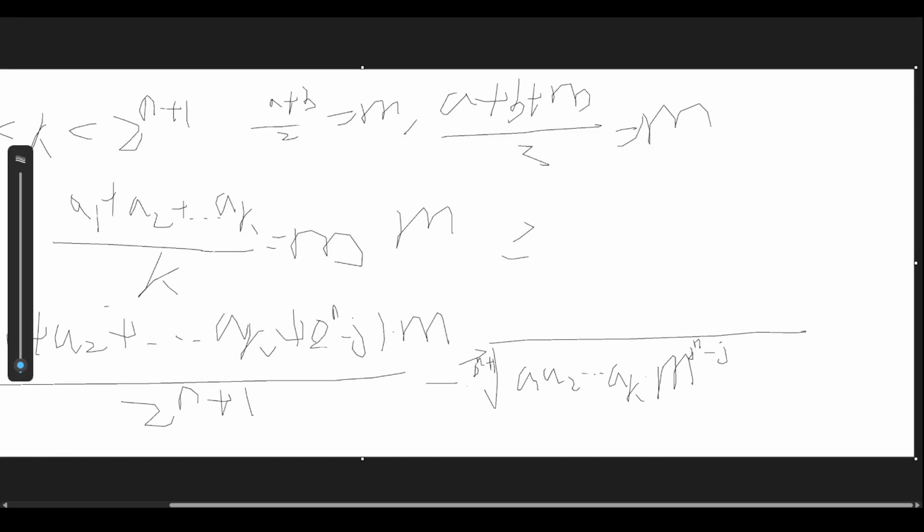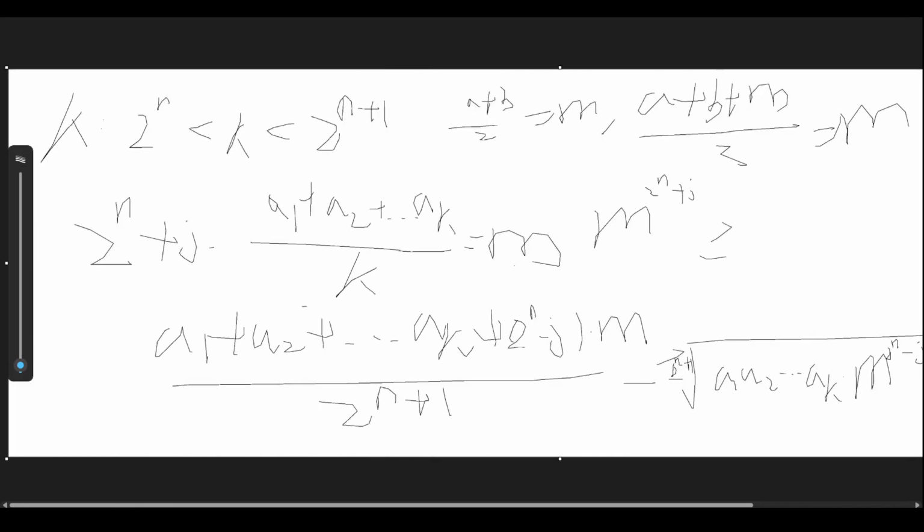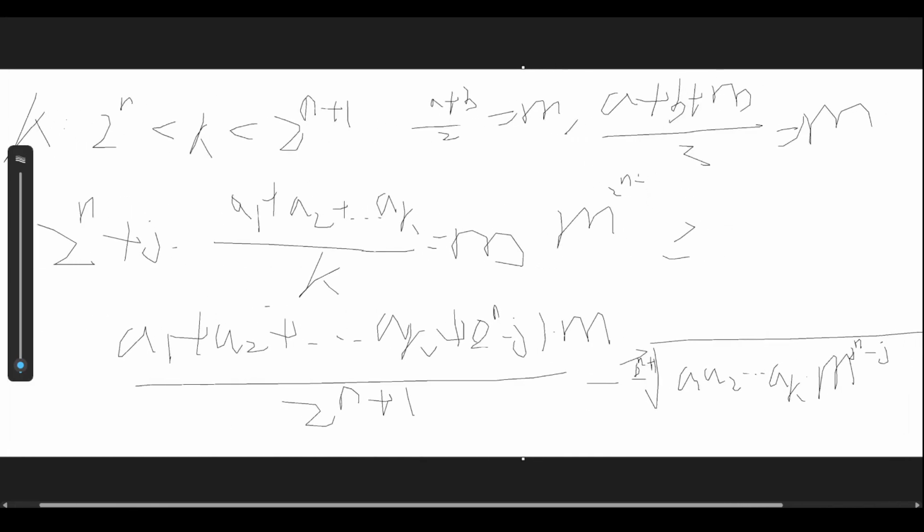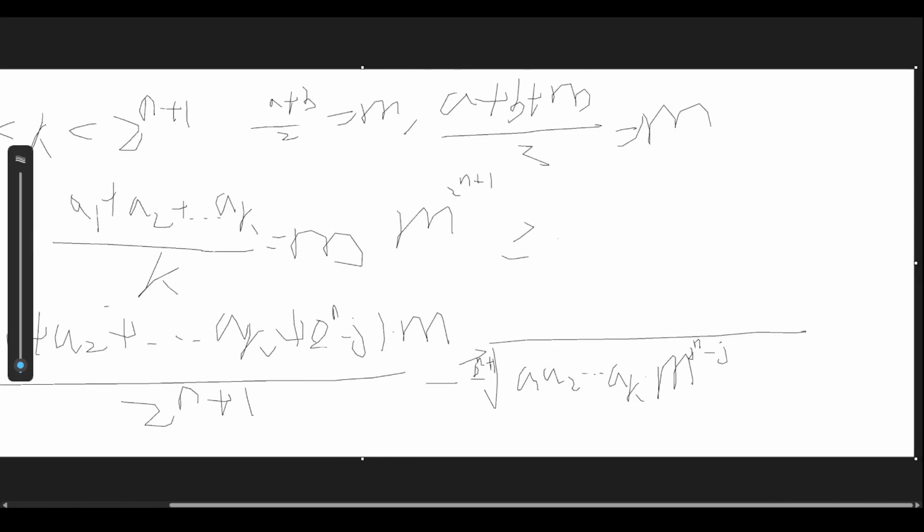So since m is greater than this thing, we can take, let's write this a little bit better. Okay, this is really terrible. But anyway, we can take the 2 to the n plus 1 power on this. And then we have a1, a2, dot dot dot, ak, m to the 2 to the n minus j, right? And then we can divide both sides by m to that power. And then we do get m to the power 2 to the n plus j, which is just equal to k, is greater than or equal to a1, a2, dot dot dot, ak, right?